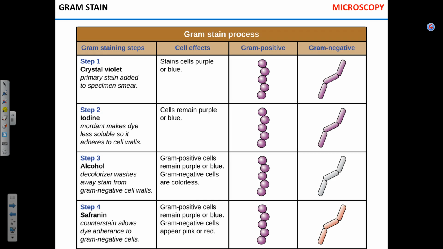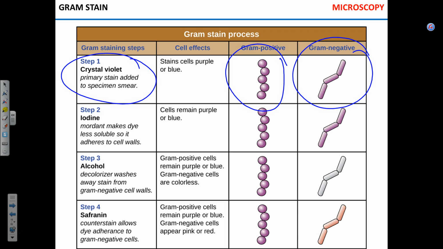So this is Gram stain, and it starts with staining your sample with crystal violet. I just mentioned it several times. Crystal violet, is that a simple or differential stain by itself? It's simple. All cells will appear blue. Gram-positive and Gram-negative cells will appear blue.